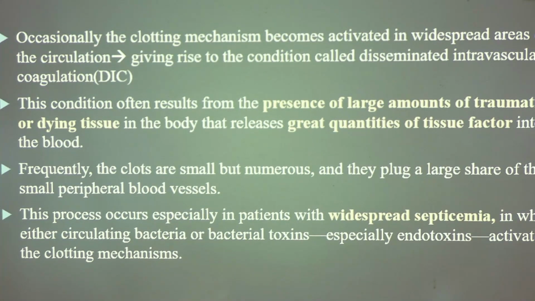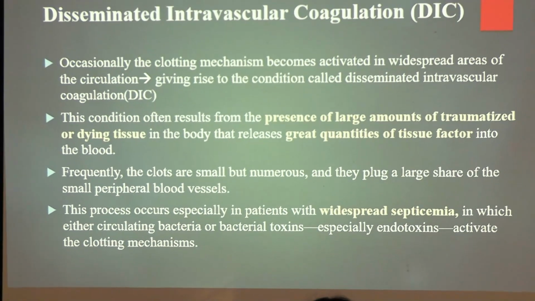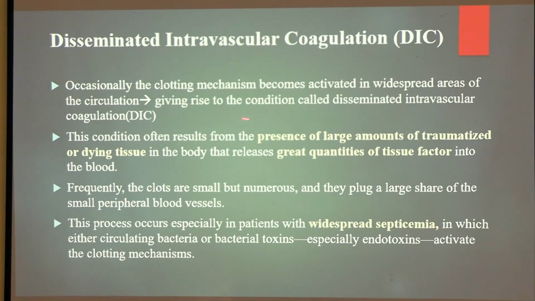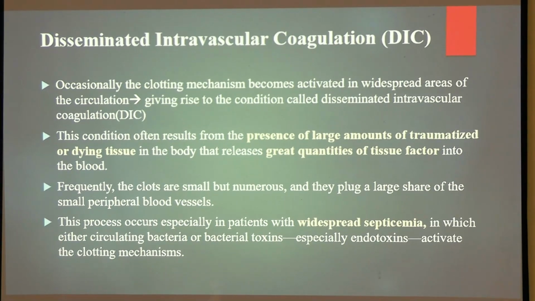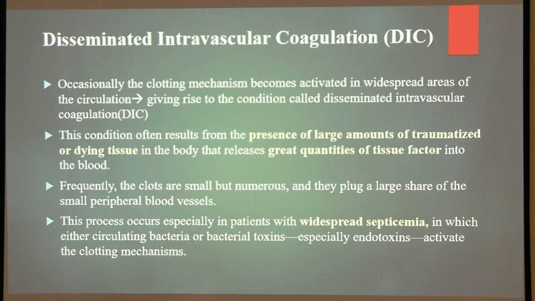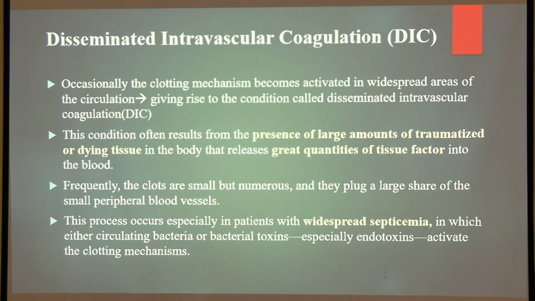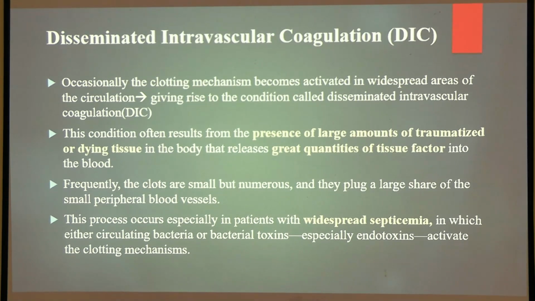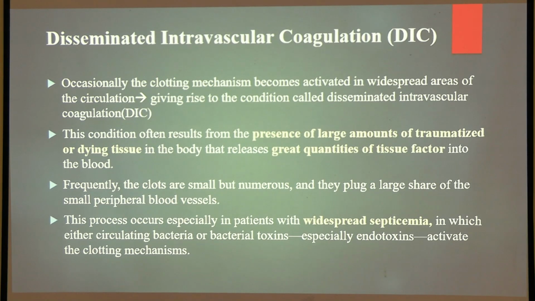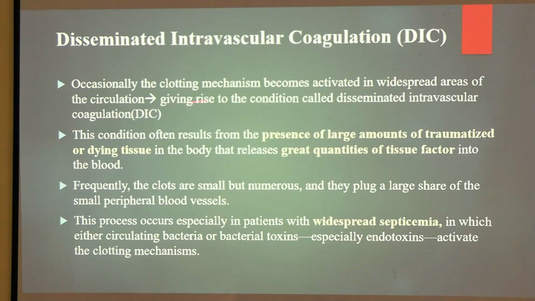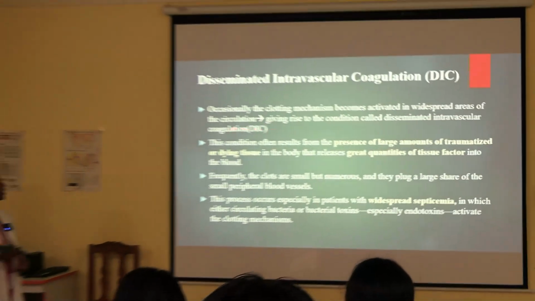Now we'll discuss DIC. What are the other two things we discussed? Hemophilia and purpura. In those two, the bleeding or ecchymosis was present in the skin, in small areas. But here it is present in a widespread, wide surface area of our body. That means the whole clotting mechanism of our body is affected, and this gives rise to DIC.